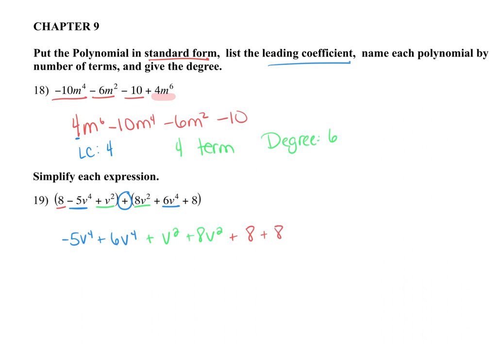And then I'm just going to combine those. So I have negative 5 and positive 6. That is a 1v to the 4th. 1v squared and 8v squared is 9v squared. And then 8 and 8 is positive 16. And that's my answer.